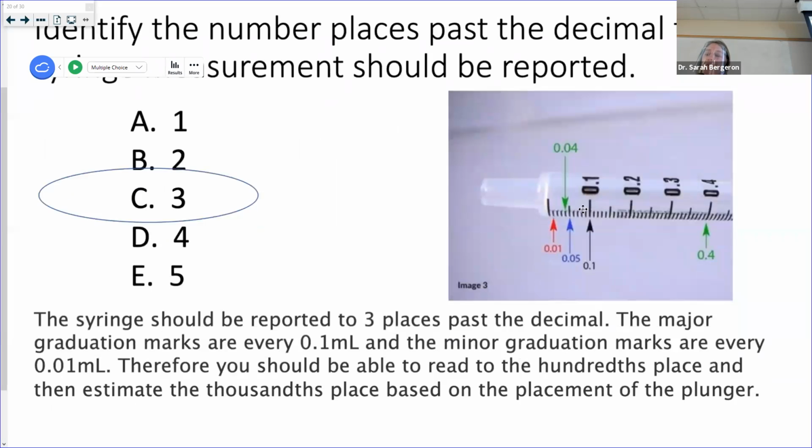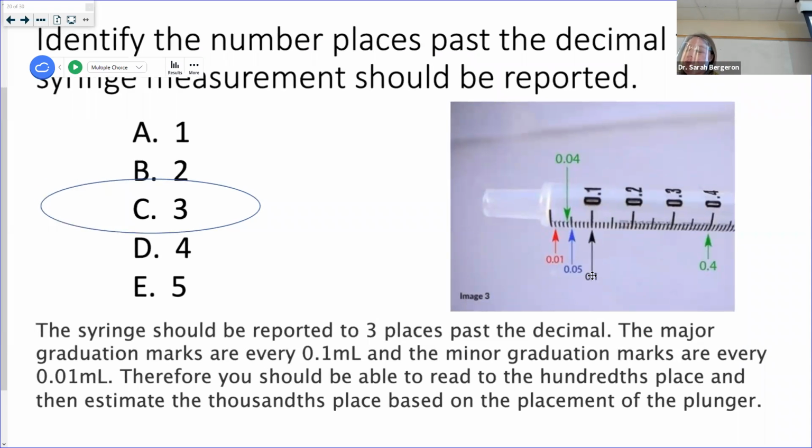Well, if I look at the tick marks, the big tick mark is to what place? The tenths. So 1 place past the decimal, right? The smaller tick marks are to the hundredths. So if I'm going to report this, I'm going to report it to the thousandths. So the number of places past the decimal that the syringe measurement should be reported is 3, right?